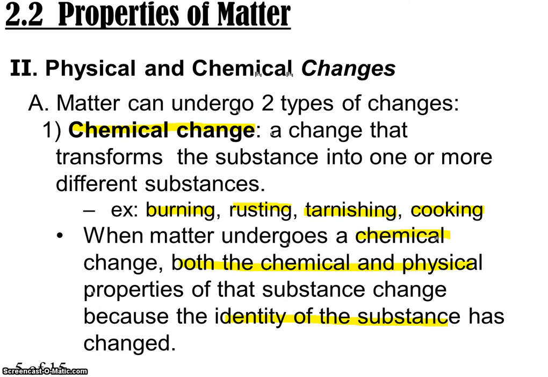A rusty nail, the rust, which is now iron oxide, is also not magnetic. So magnetism is a physical property, and that has changed when the iron rusted. And so the identity also has changed, because the iron in the nail, once it rusts, is no longer iron, it's now iron oxide. So in a chemical change, you're going to see changes in the physical properties, the chemical properties, and also the identity, because it's turned into a new molecule.